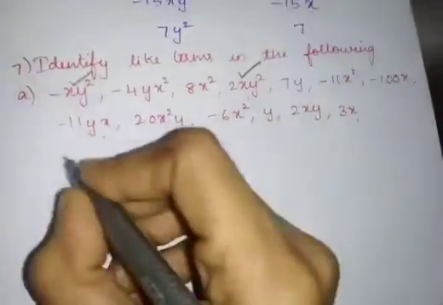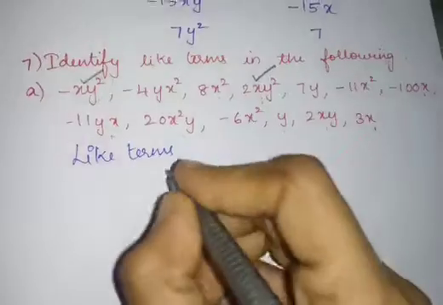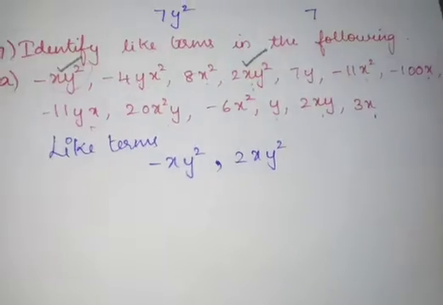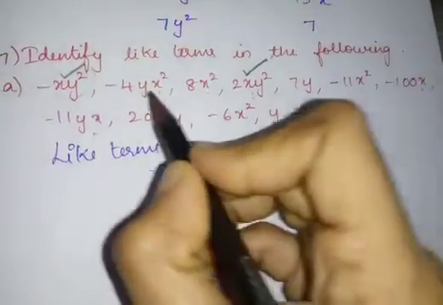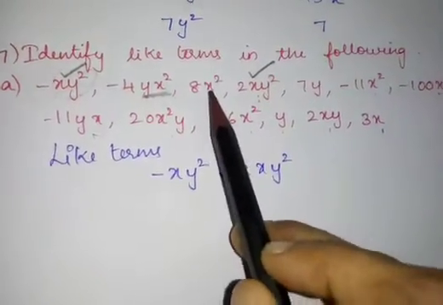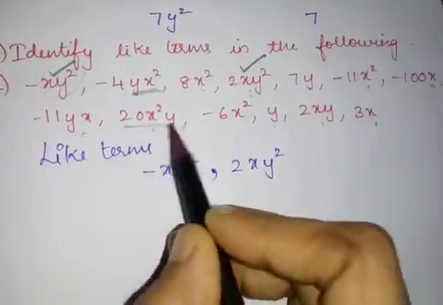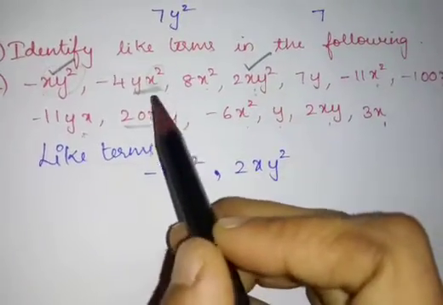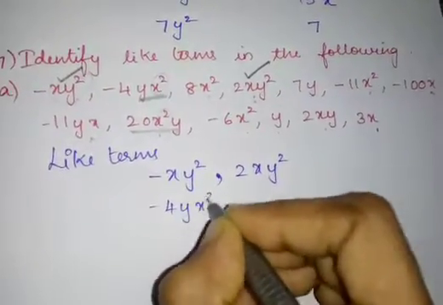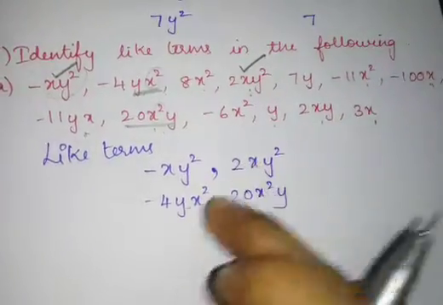So now like terms I am going to write it. Just you can write like pairs, okay. Like terms what you will write? x y square, comma 2x y square. Next, what is the next like term, children? y x square I am going to write it. The others are different, this is same. Listen, because x square, here also x square, here it is y, here it is y. So minus 4yx square, comma 20x square y. Yes, both are like terms. These two are like terms.